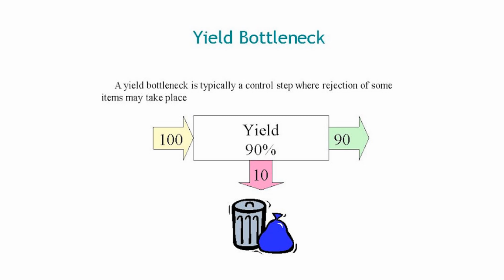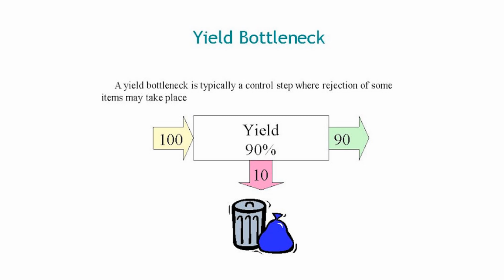Yield loss are items lost during the process. This loss may be due to defects that force to scrap an item, or it may be due to the item being rejected in one of the control or approval steps. These are some examples of yield loss.